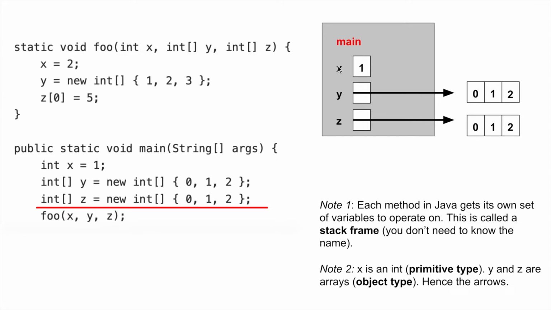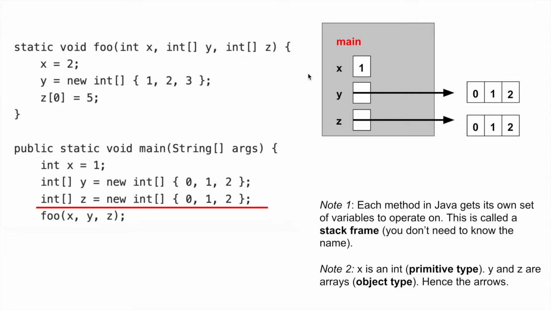So, whereas you should think of this x as directly being this 1, you shouldn't think of y as directly being this array over here. You should instead think of y as being the arrow that points to this array. So later, if I do y equals something, I'm changing y. And because y is this arrow, doing y equals something later will actually change where this arrow points, not the array over here itself.